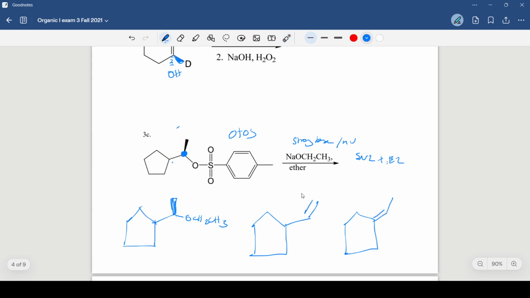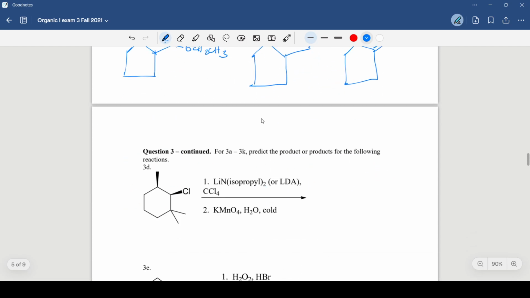And then again, we have that floating Na here, and we have the OTs. OTs is negative, so one of the side products is going to be NaOTs. This will be a side product. So this is more review.